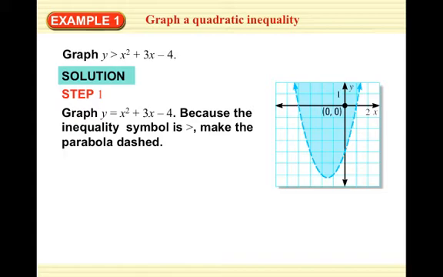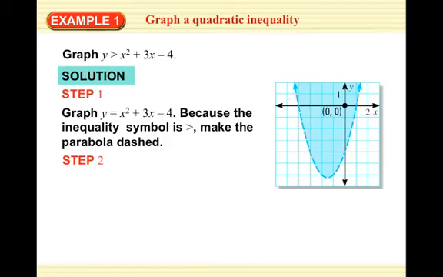Now, if you need to go back and look at the video from 4.1 on how to graph y equals x squared plus 3x minus 4, that's fine. Remember, you want to find the vertex and then make a table of values centered around the vertex, and that will let you graph the parabola. You can also write it in intercept form, y equals x plus 4 times x minus 1, and find the x-intercepts at 1 and negative 4. You can see those are on there. There's lots of ways you can get that parabola graphed.